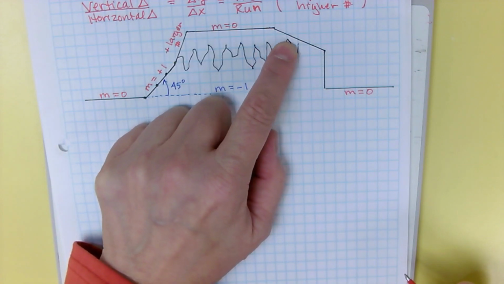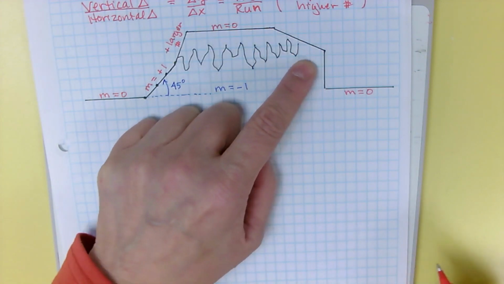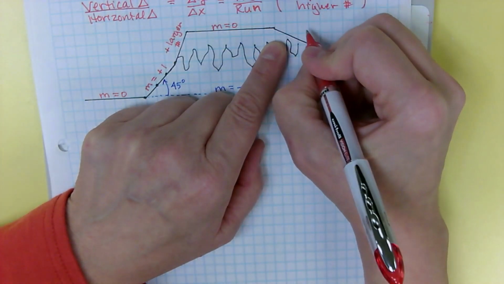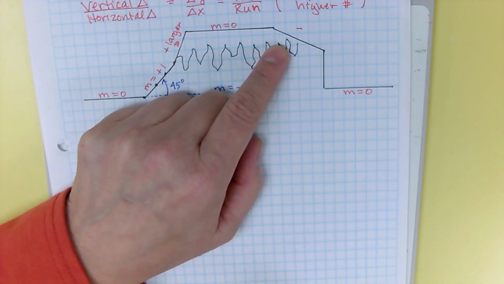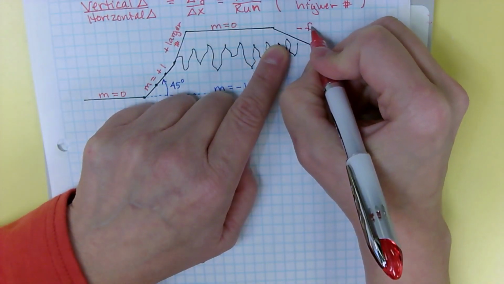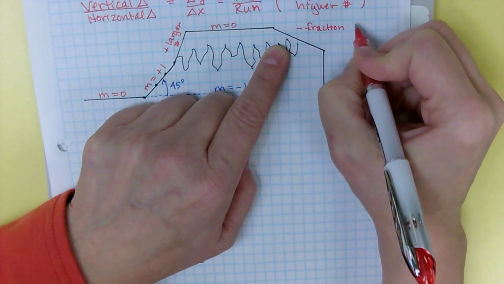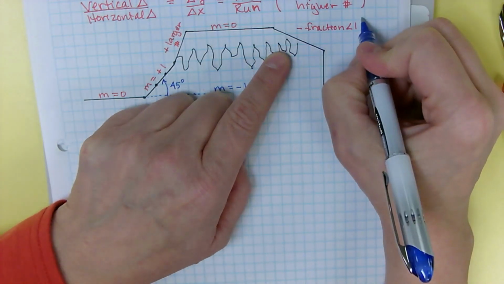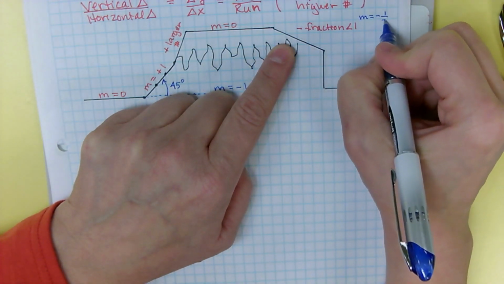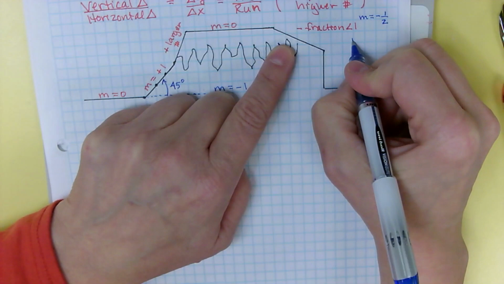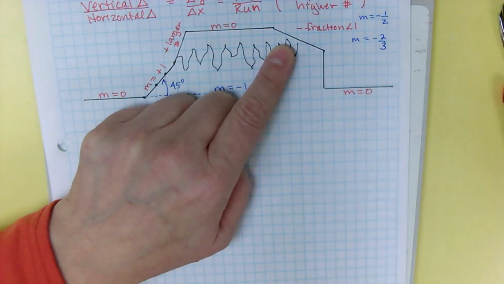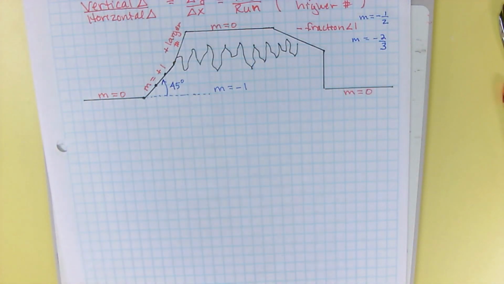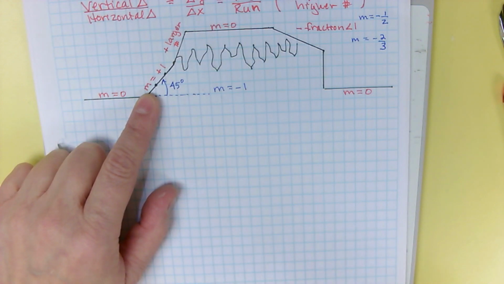And then now we've got this gradual slope. It's kind of flat, but it's going down. Because it's going down, it's going to be negative. And because it's kind of flat, it's going to be a negative fraction less than 1. So for example, that slope might be -1/2. It also might be -2/3. So it's some kind of a negative fraction. Negative because it goes down, fraction because it's flatter than something going through the corners.